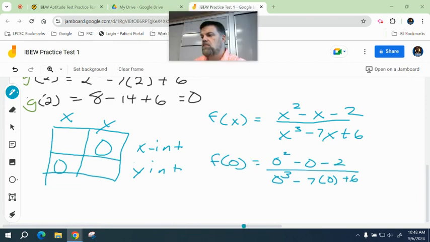Well, 0 minus 0 is 0, so on the top I have negative 2. Over here, this is 0 to the third power, which is 0. Negative 7 times 0 is 0. So I just have 6. Now if you reduce that, that reduces down to negative 1/3, doesn't it? 2 over 6 reduces down to 1/3.